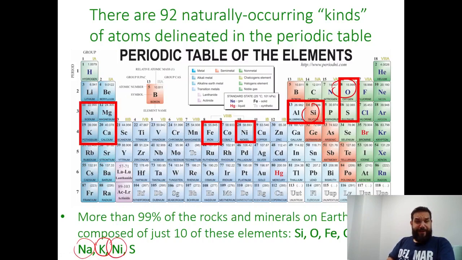Nickel, where's all that nickel? It's all in the core. So we don't have very much nickel here in the crust. We have a little bit, of course, but the bulk of it is in the core. And sulfur too, a lot of that sulfur is in the core as well.